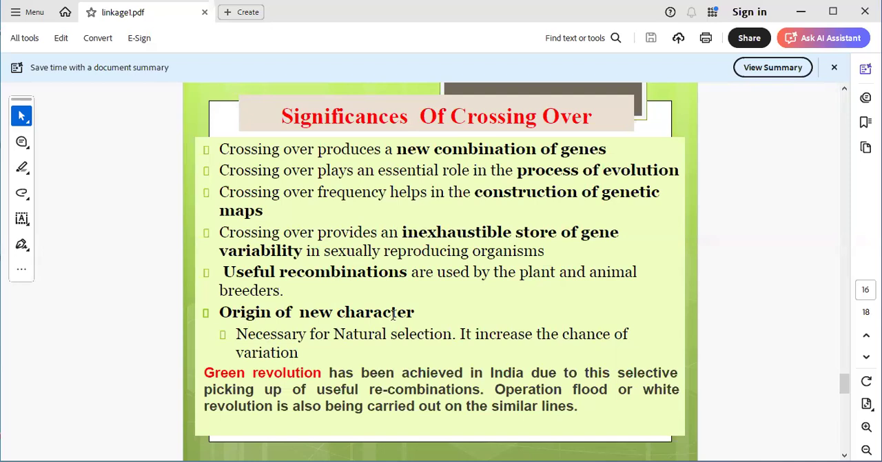And the origin of a new character also. So this crossing over is also necessary for natural selection. If due to the crossing over a new character is obtained, that will be versatile, applicable and also accepted by nature, and definitely it increases the chance of variation. So the green revolution has been achieved in India due to this selective picking up of useful recombinants. Operation Flood or the white revolution is also being carried out along similar lines.